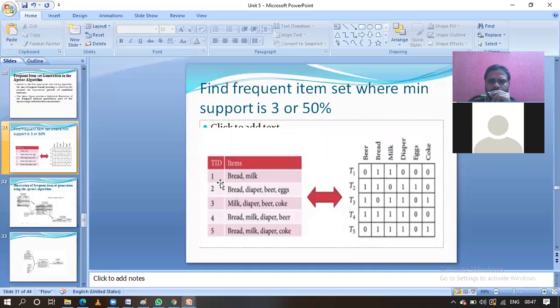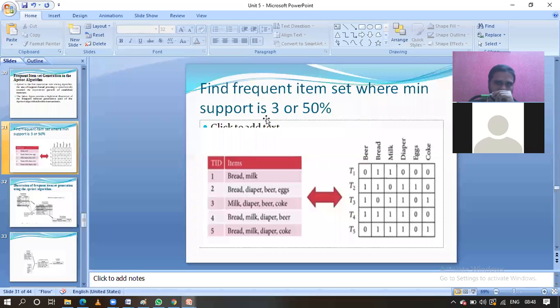Now we are going to calculate the association rules with the help of the Apriori algorithm. For that, they have to give the transaction details of the items as well as the minimum support. What is the minimum support for this one? That is 3 or 50%. Based on this only we are going to proceed.